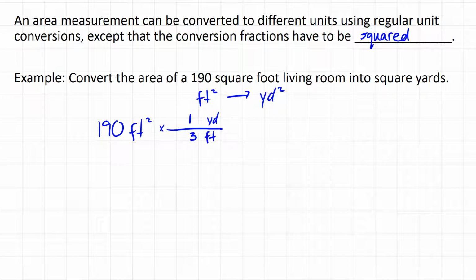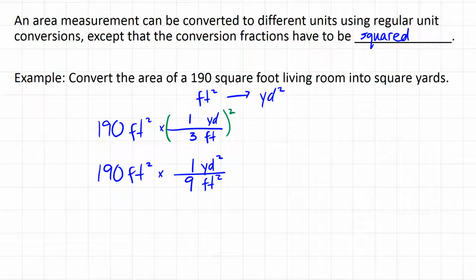So right now, those feet squared and feet will not cancel. In order to make this linear unit conversion effective, we have to square that fraction. So what that means for us is that this turns into 190 square feet times, well, 1 squared is 1, so that's 1 yard squared, over 3 squared is 9 feet squared. So I've squared the top and bottom numbers in the fraction. And now I know that there's 9 square feet in every 1 square yard.